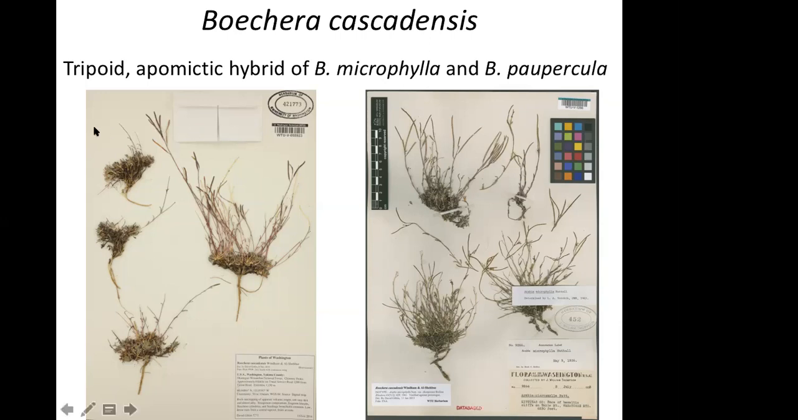It's an interesting species because it is a triploid apomictic hybrid of Bougueria microphylla and Bougueria pepercola. I'm going to explain what triploid and apomictic mean, and I will also show you the range of these two species to show you why this is kind of an interesting discovery, and then some additional information that has become available since I gave this presentation just a month ago.